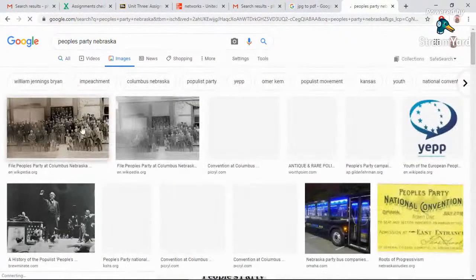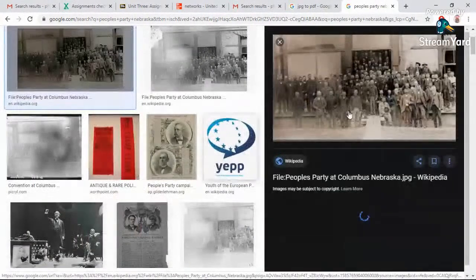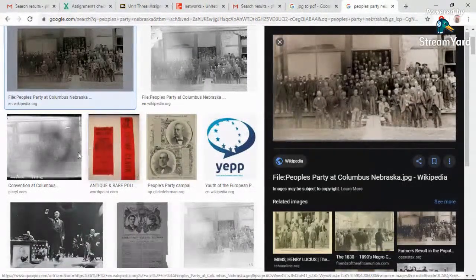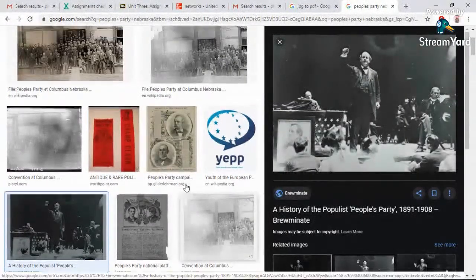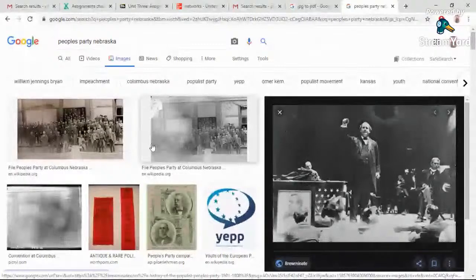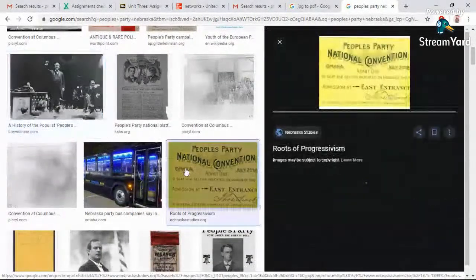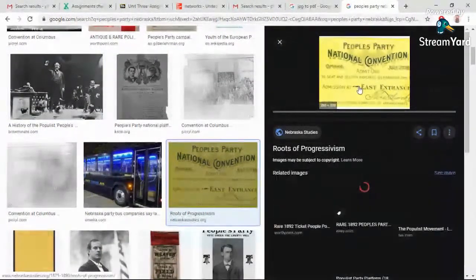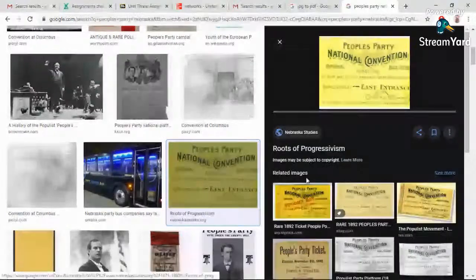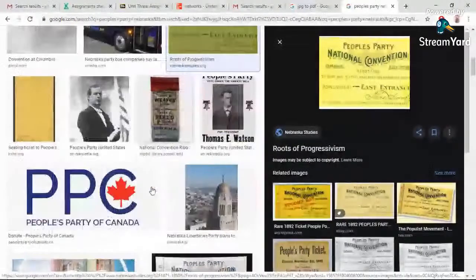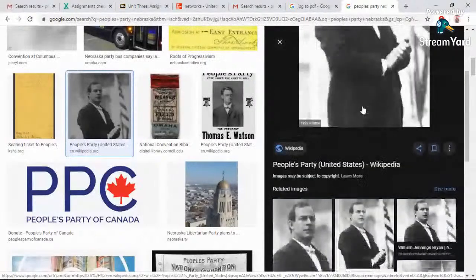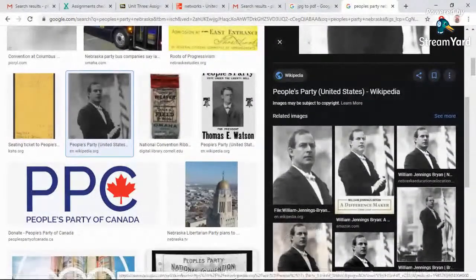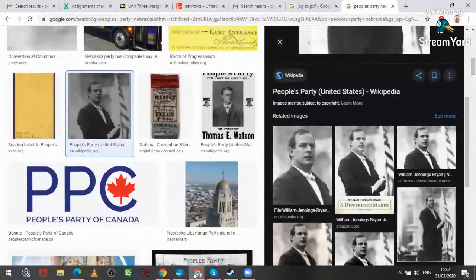And you have here the people that were there to try to become more powerful through politics. There he is. That's a nice picture. Okay, there it is. William Jennings Bryan. He's going to be important.